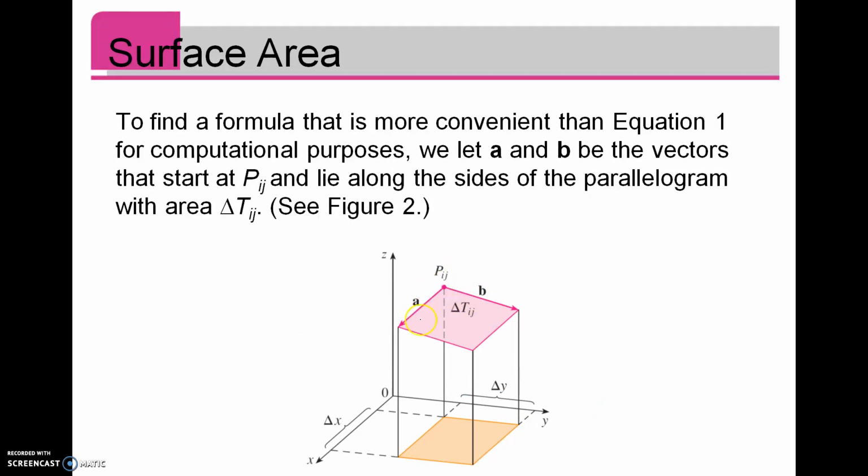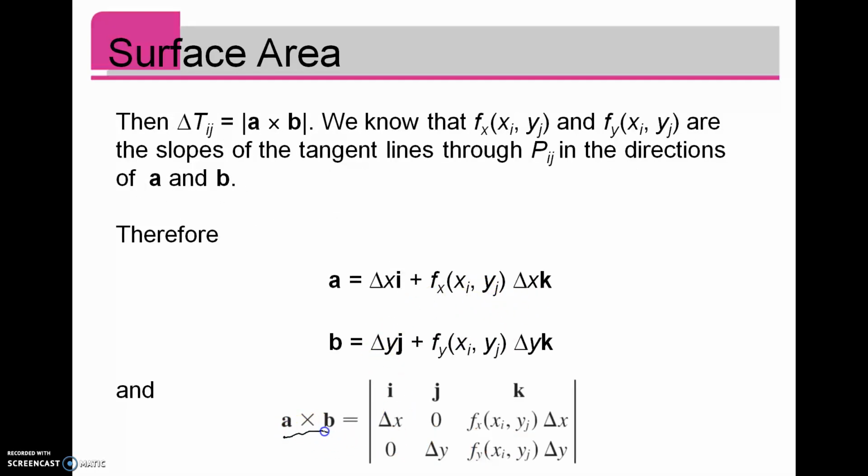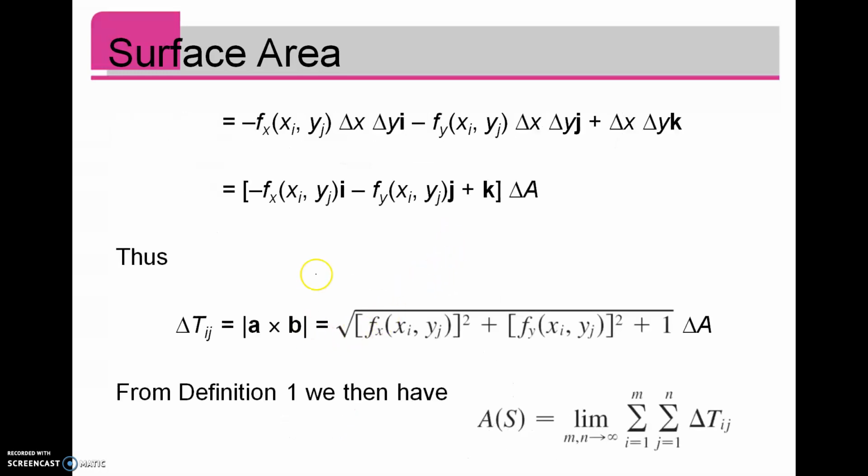The book explains how this is calculated. So we do have those a and b vectors off of a corner of pi, and then you go ahead and do the cross product of those two, and with the cross product and the absolute value, we end up getting those delta T values. It turns out to be the square root of partial x squared plus partial y squared plus 1, square root of that, times delta A. So I'm just doing a little hand waving, getting this done quickly.